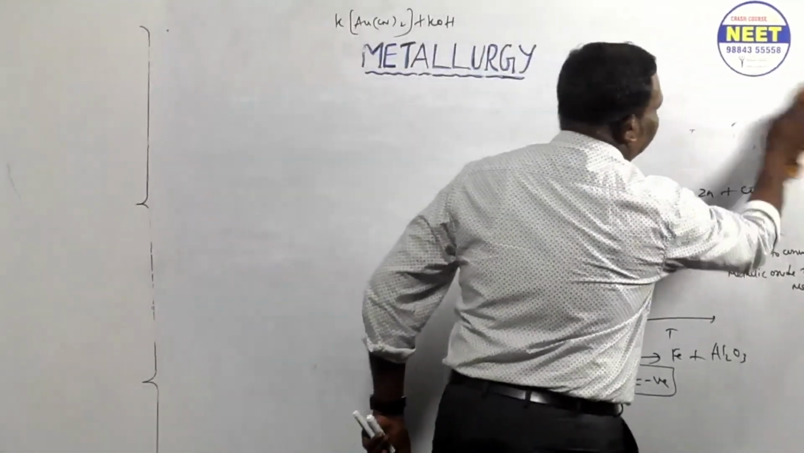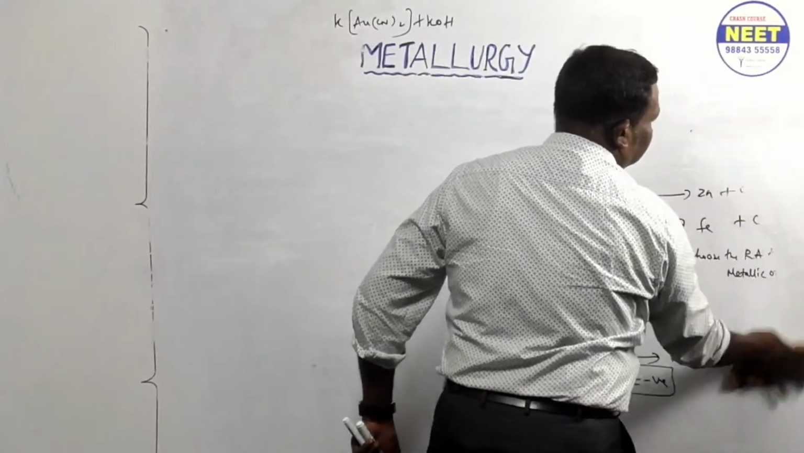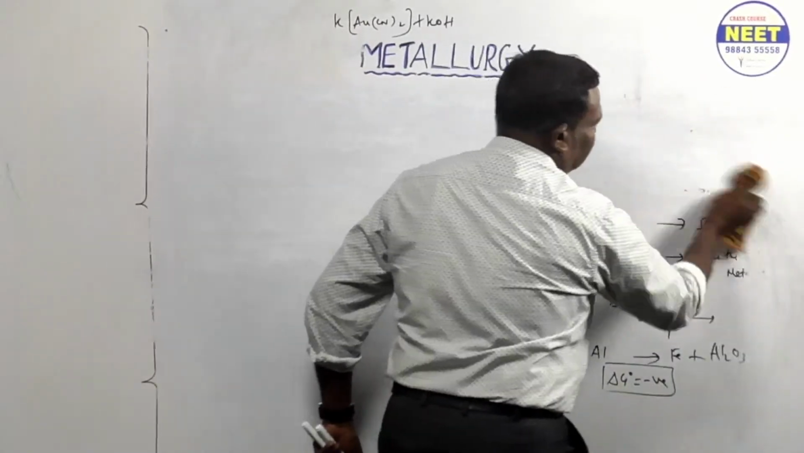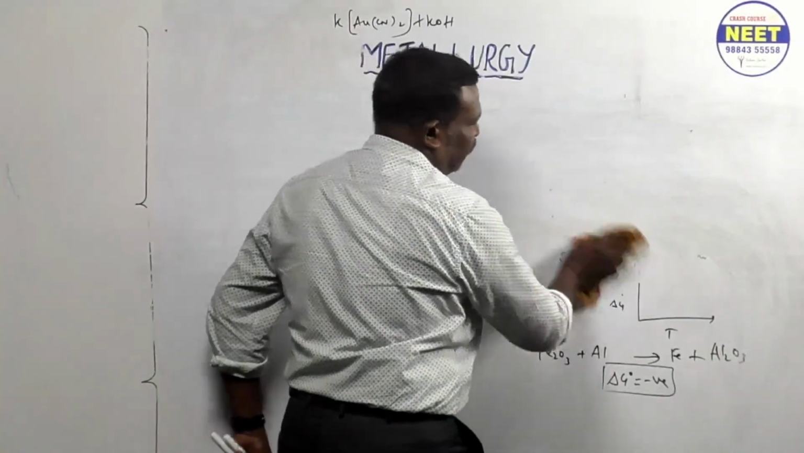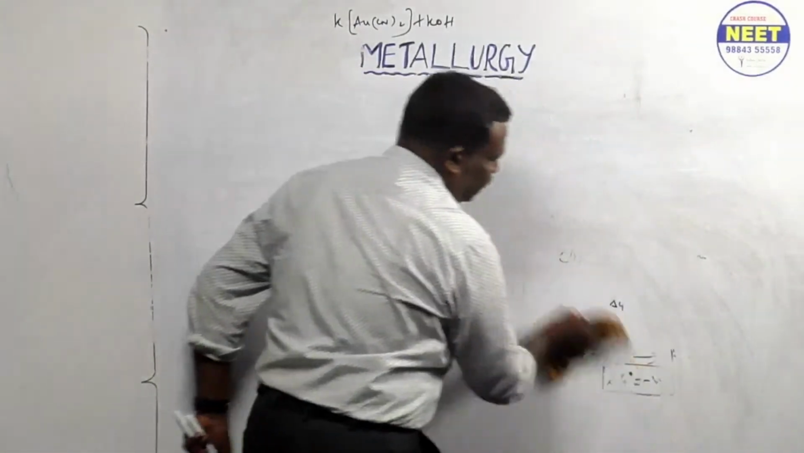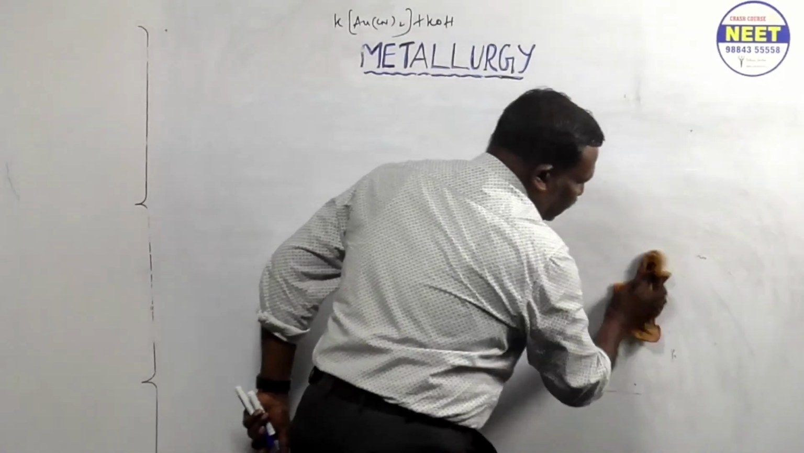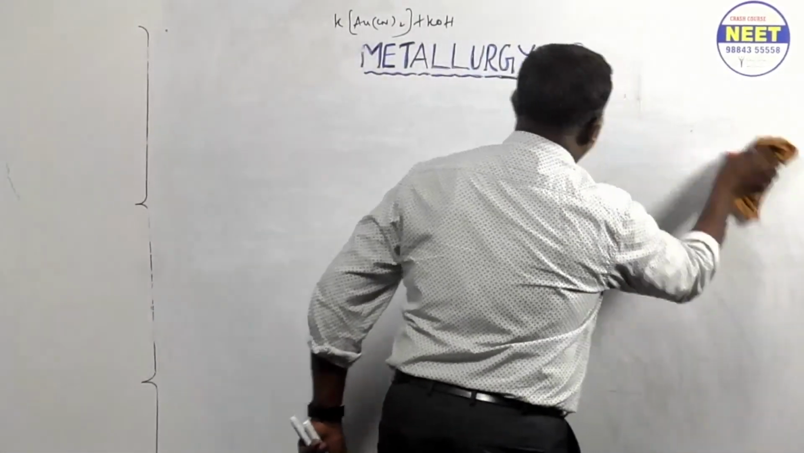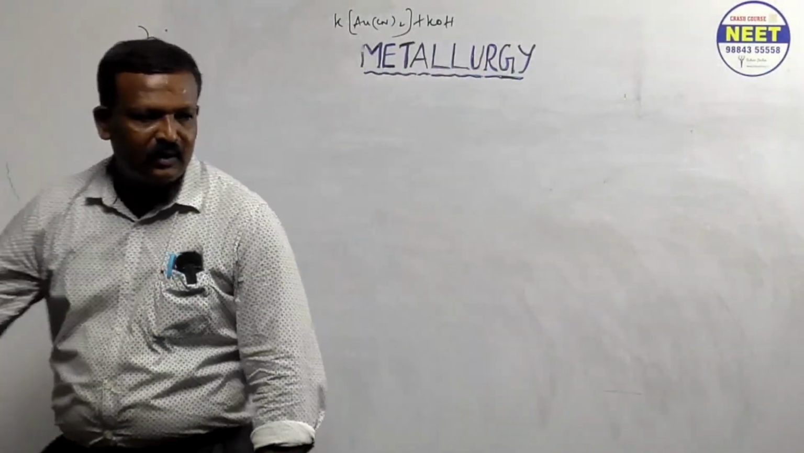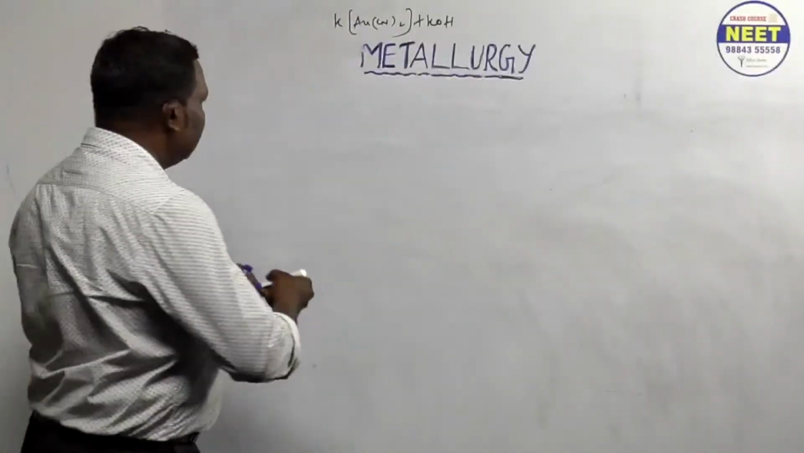Then refining. So we separated, no? We extracted the metal from the ore. First we washed the ore. After the washing process was over, we extracted the metal from the ore. Clear? After extracting the metal from the ore, we should do what? Refine the metal, isn't it? So, refining.